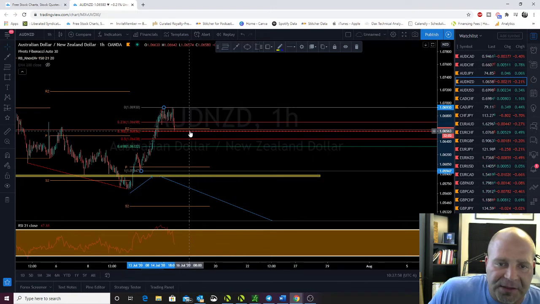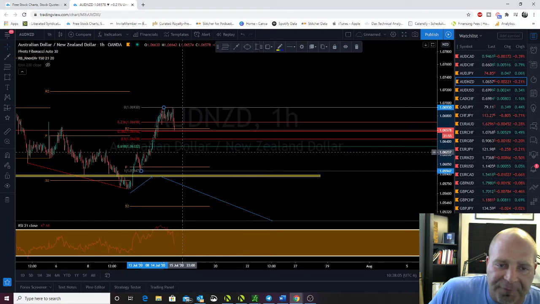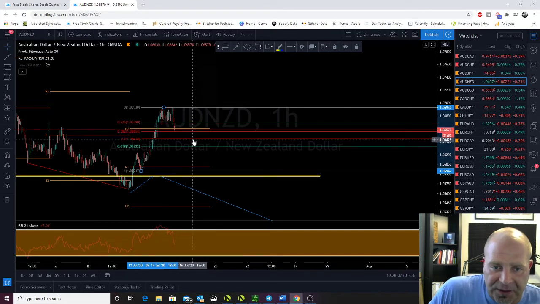Sitting at the 382, if it comes back up, I'm going to look to sell from up here. But if we come all the way down to the halfway or the 618, I'm going to be looking for a bullish buy. So I'm going to put an alert at 06437.